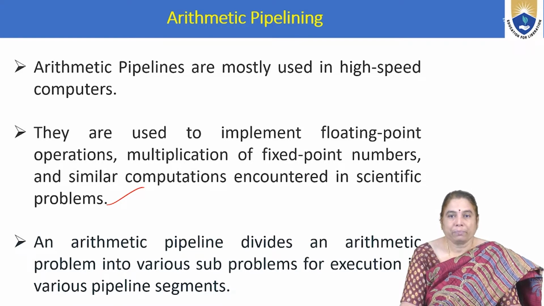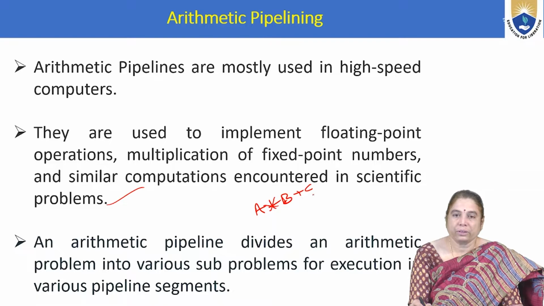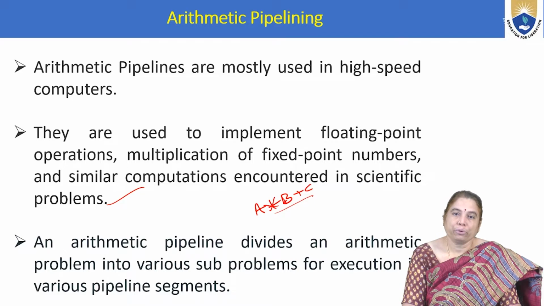So an arithmetic pipeline divides an arithmetic problem into various subproblems for execution in various pipeline segments. Just as we discussed, A into B plus C. So here A into B loading of the registers can be the first segment, and product and loading of C value to the registers is the second segment, and the third segment can produce the addition of these values. So like this the complex task can be divided into parts and these can be referred to as the segments.